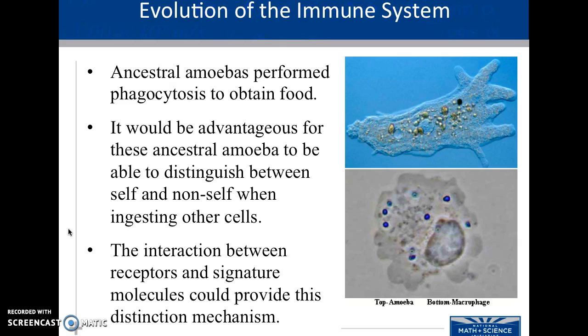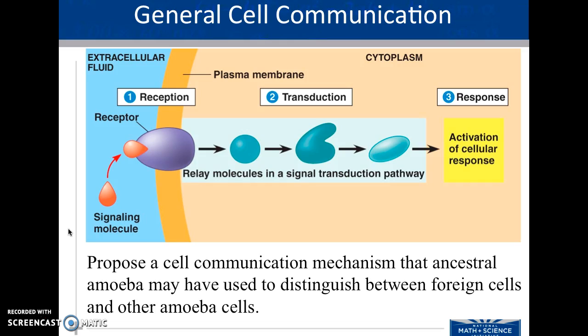And so they basically developed receptors that allowed them to determine this distinction, which is truly what the immune system is, right? That I can tell what is self, what are my own cells and what is not mine, and how to get rid of the things that are not me.